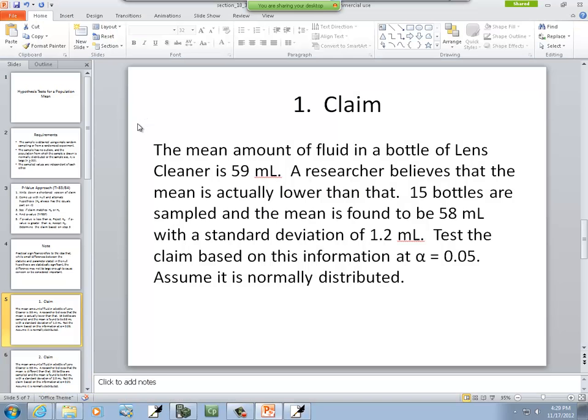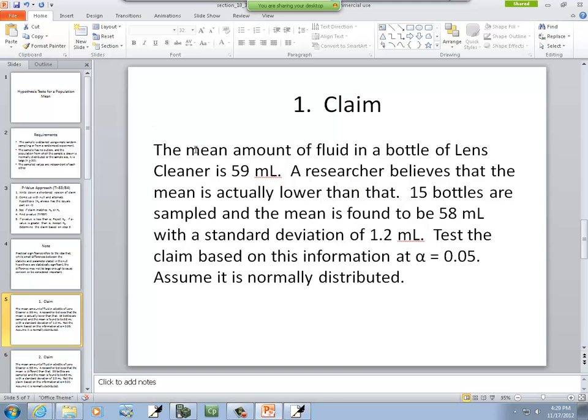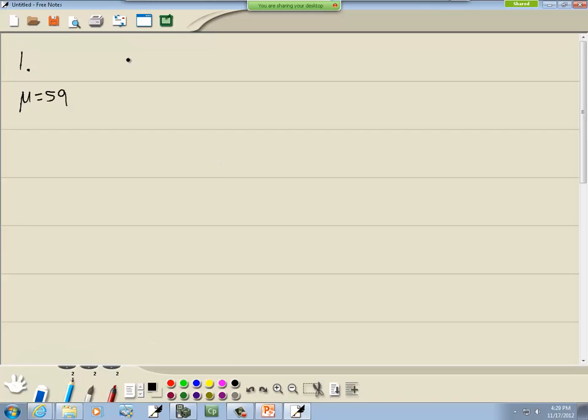Okay. The mean amount of fluid in a bottle of lens cleaner is 59 milliliters. Well, they're telling us mu is 59. It says mean, so that's why I know it's mu, and it doesn't refer to a sample size. A researcher believes that the mean is actually lower than that, so that sounds like our claim. So lower than 59.